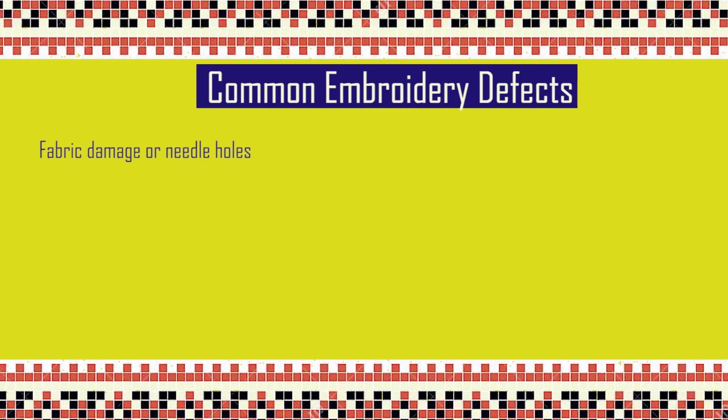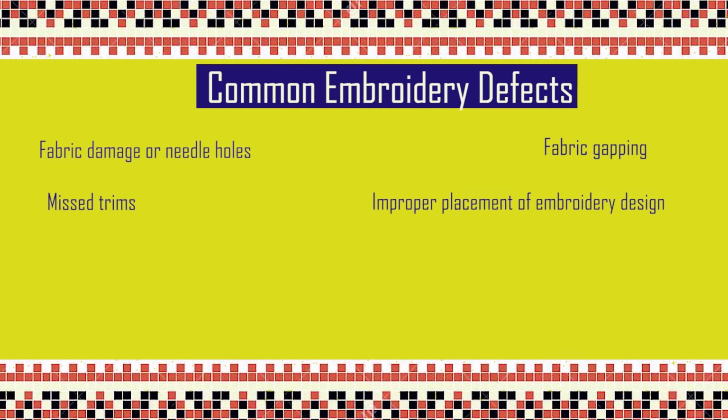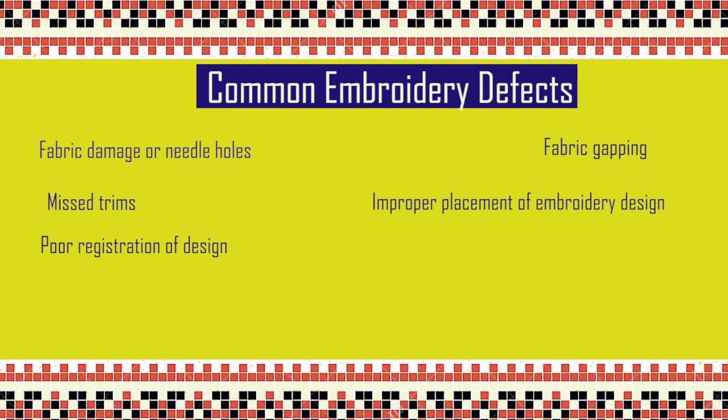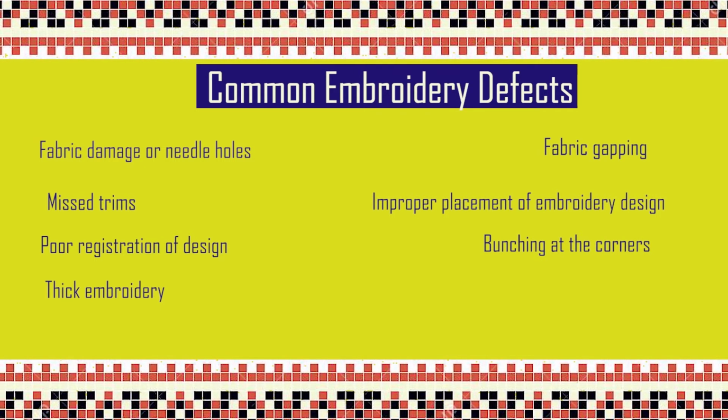Defects may also occur in apparel items, especially embroidered products. These are called embroidery defects. Embroidery defects may occur while doing the embroidery or while finishing an embroidered product. Some of the common embroidery defects are fabric damage or needle holes, fabric gapping, missed trims, improper placement of embroidery design, poor design registration, bunching at the corners, thick embroidery, poor stitch density, and poor hooping. Let us now look at these defects one by one.